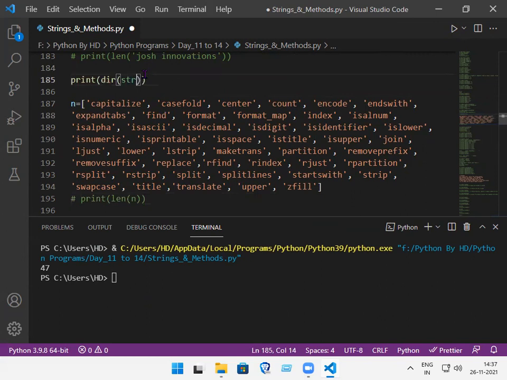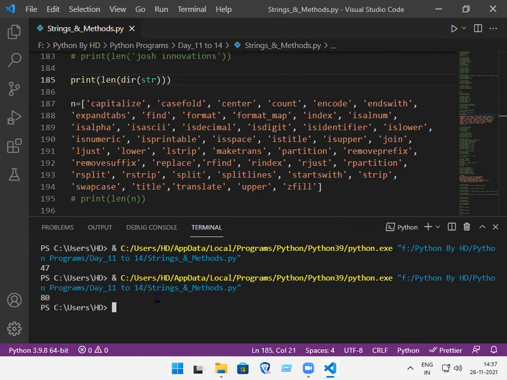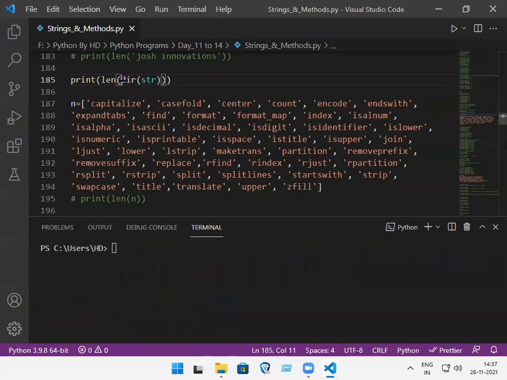Or else sometimes you won't get the accurate answer. So if I do here, suppose length of dir of str, sometimes it may miss these things. Okay, sometimes I'm getting 80. But if you count line by line also, you'll get 47.